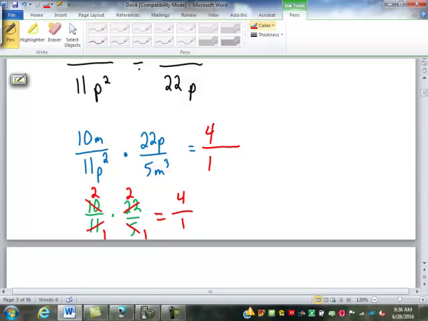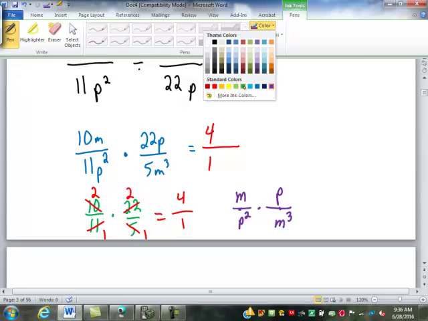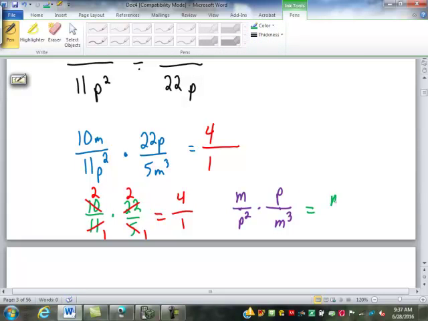Then what? Take out your variables. What's it going to be? M over p squared. P over m to the 3rd. Good. Now we just combine those. mp over m to the 3rd p squared.